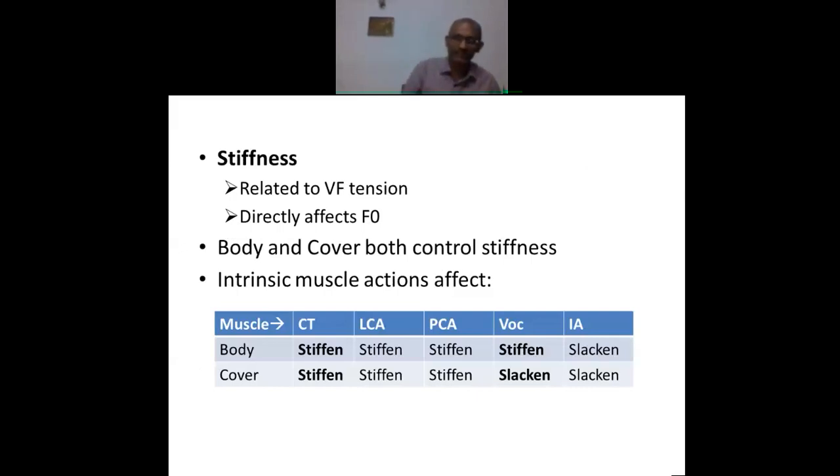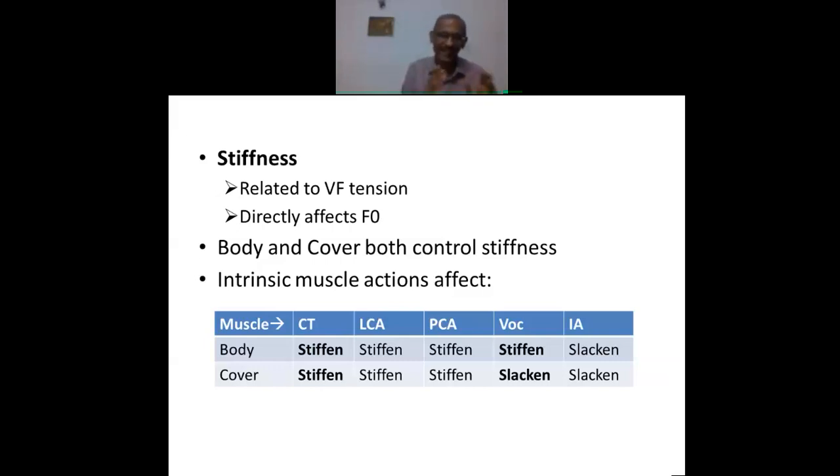Okay, now stiffness, the next very, very important parameter. It is related to vocal fold tension, and directly affects the F0. As mass was inversely proportional, stiffness is directly proportional. So as the stiffness increases, the frequency would increase. The body and cover both control stiffness. Now again, it's a continuation of that previous table, just to see the effect of the muscles on both body and cover together.